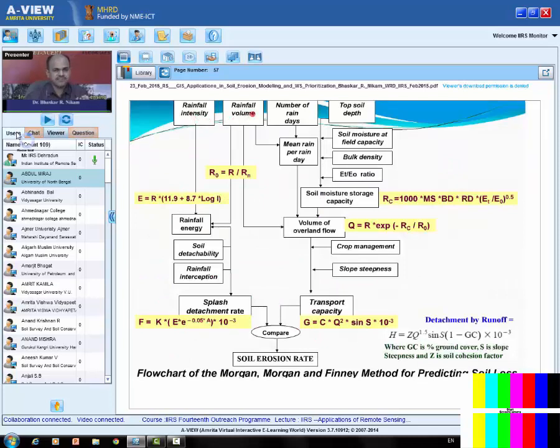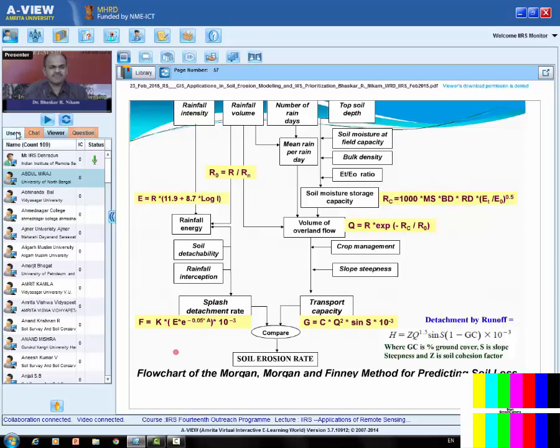If I have rainfall intensity and rainfall value, volume, number of rainy days, I can calculate R0, I can calculate effective rainfall, I can calculate kinetic energy of rainfall. If I have soil map and land use map, I can calculate this soil moisture storage capacity RC. When I know the total rainfall, the R0, and the RC, I can calculate the surface runoff or Q. Once I have calculated E and Q, kinetic energy and overland flow, my water phase is complete. Then I can move towards sediment phase, where I can calculate detachment due to this kinetic energy, and I can calculate the transport capacity of this runoff.